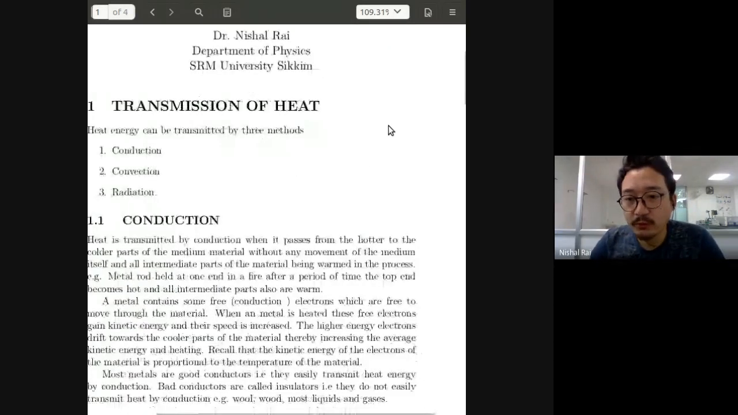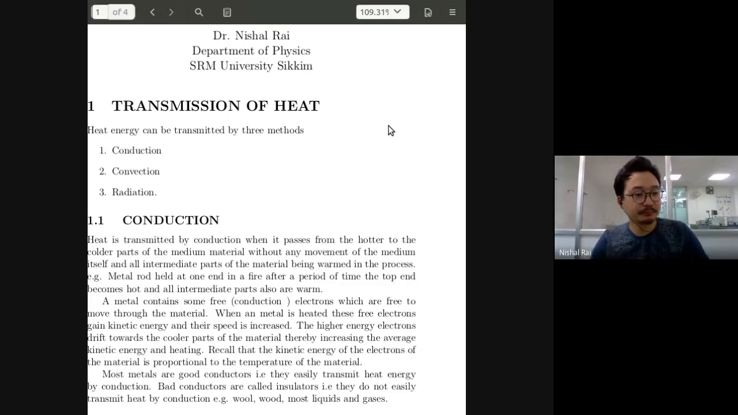So today what we are going to do is the transmission of heat. Till now, what we have done is the definition of heat; basically we have just studied the properties of heat.